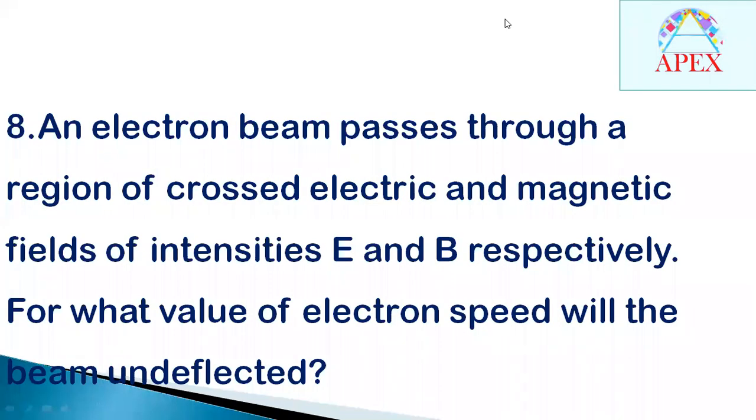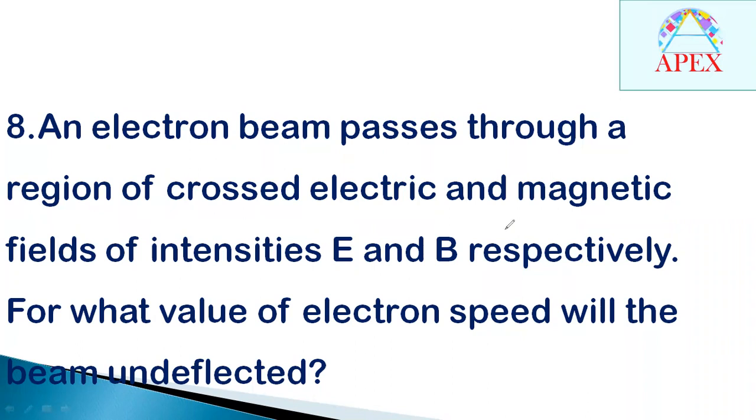An electron beam passes through a region of crossed electric and magnetic fields of intensities E and B respectively. Okay, electric and magnetic fields are applied in some particular region here. So there, if an electron beam is passing through that, then it is given, for what value of electron speed will the beam be undeflected.